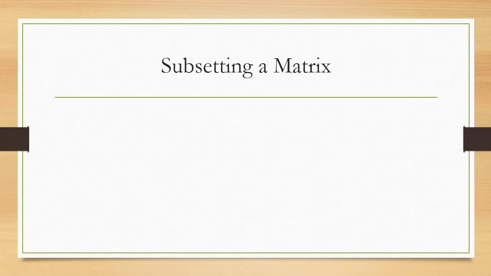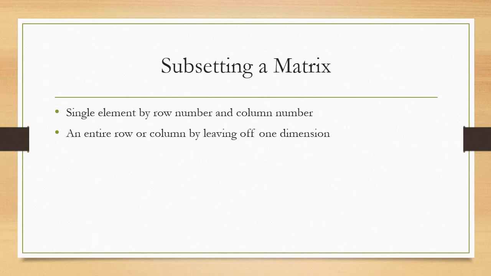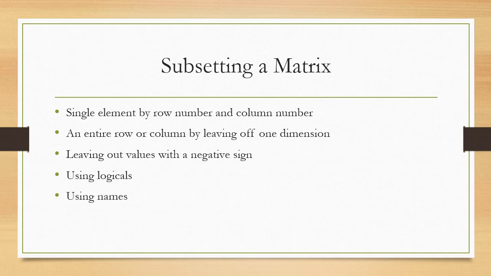So to review, when subsetting with a matrix, you can get a single element by row number and column number. You can get an entire row or column by leaving off one dimension. You can leave out values, that is, rows or columns, with a negative sign. You can use logicals. You can use names.